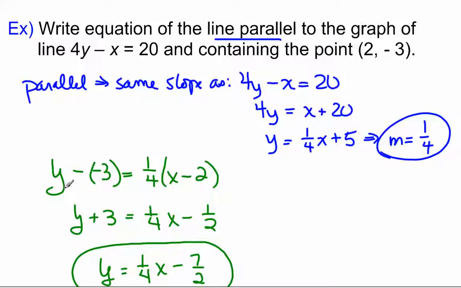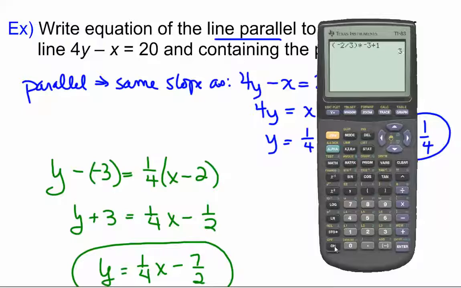All right, but we're going to do parallel, so it's y minus the y coordinate of -3, so y minus -3 makes it y plus 3, equals m times the quantity of x minus 2, because that's the x. Distribute your 1/4. Okay, use your calculator if you have to. 1/4 times -2 would give you a -1/2, and then add over a 3.